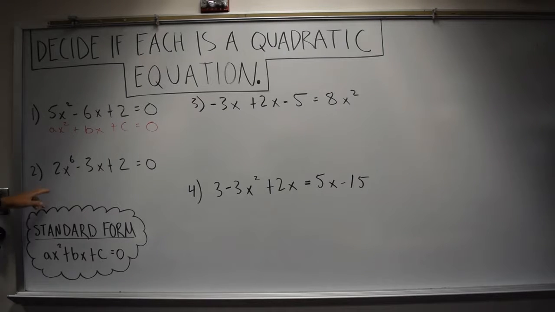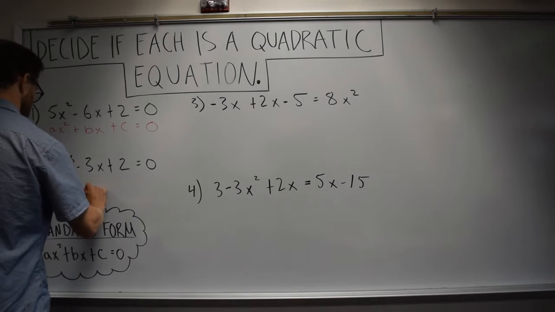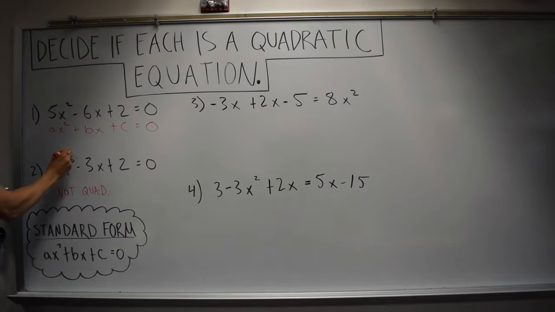Okay. In the next one, if I go through and look at my terms, I have a constant, I have a linear term. Unfortunately, though, I have a degree 6 term, so this is not a quadratic. And it's because of the degree 6 term that I have there.